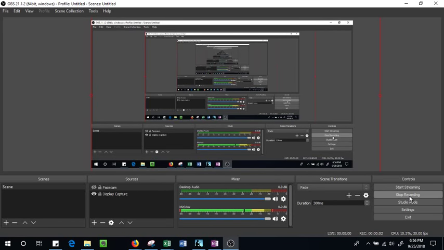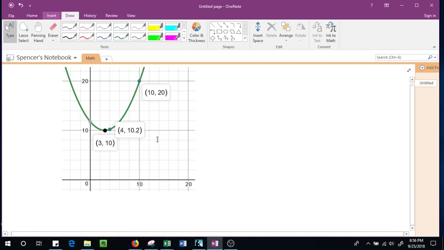Alright, so one of the other things we went over today in class, we've gone over this in previous periods as well, but let's touch on it again. What I've got here is a graph of a transformation. So we know that the parent function of a quadratic is f of x equals x squared.